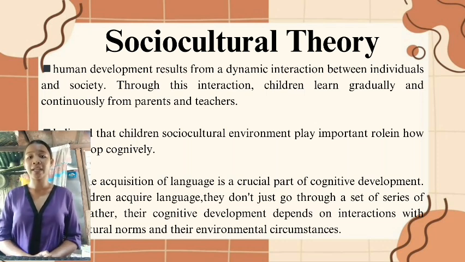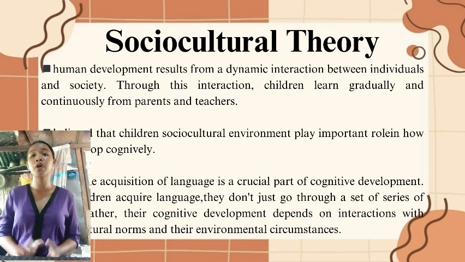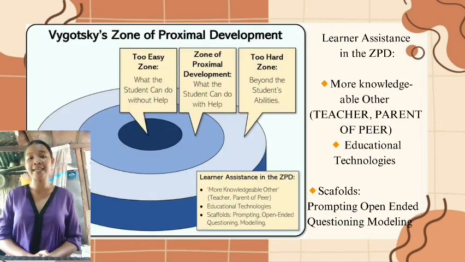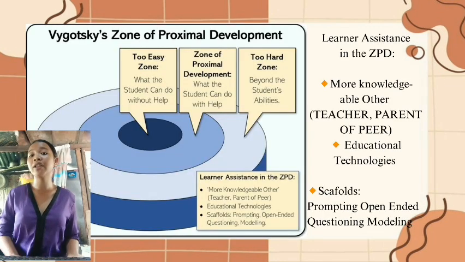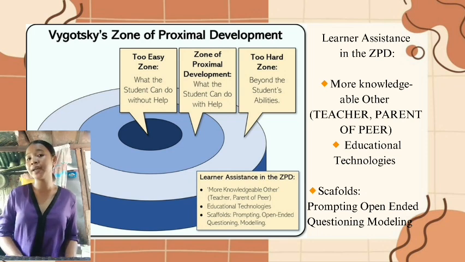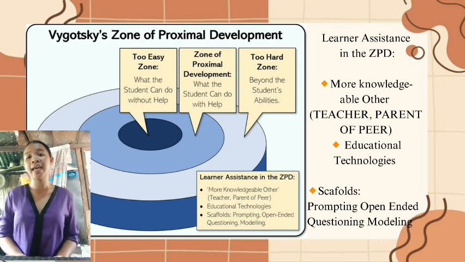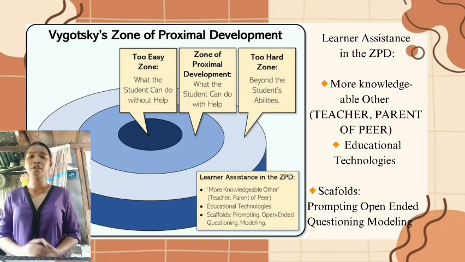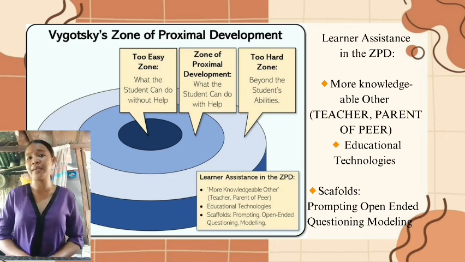Vygotsky's sociocultural theory highlights the role of social interactions in learning. This idea is further developed in his concept of the zone of proximal development, or the ZPD, where learners benefit from collaborative learning and guidance. What is the zone of proximal development, or ZPD?